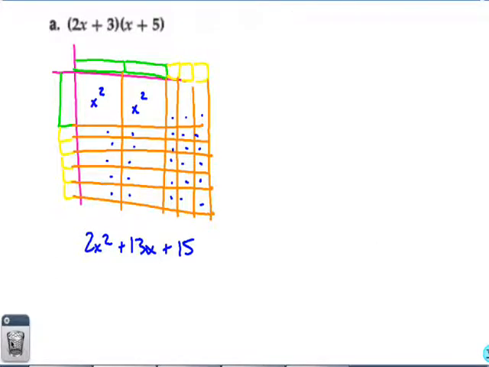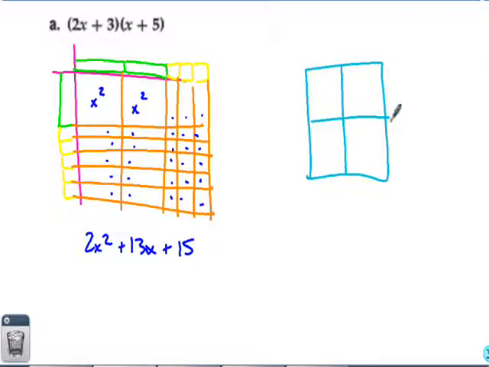So we can use Punnett squares to multiply two binomials. Same idea.